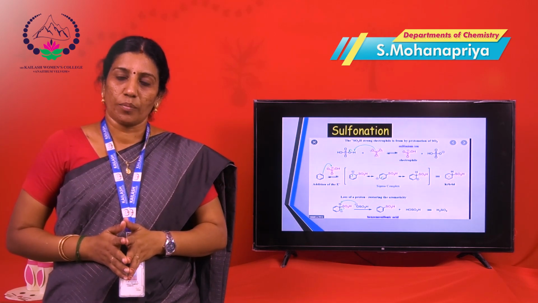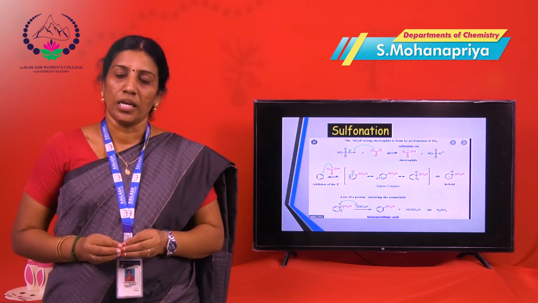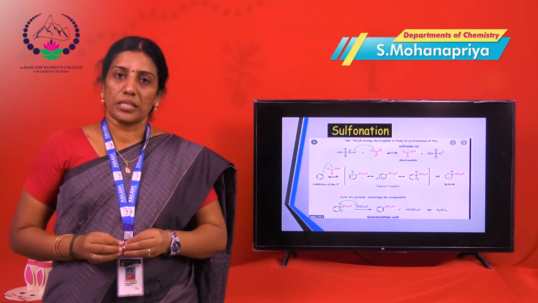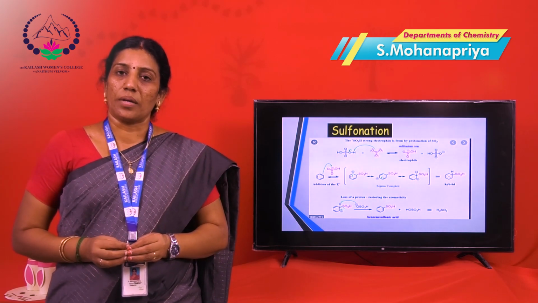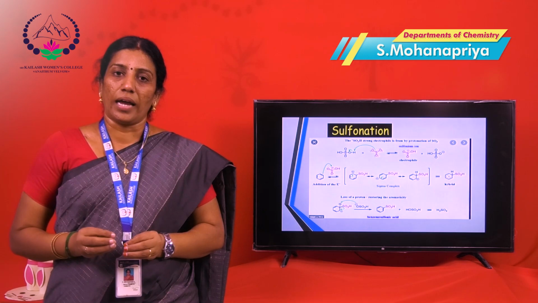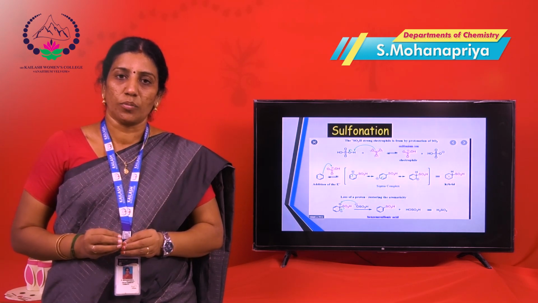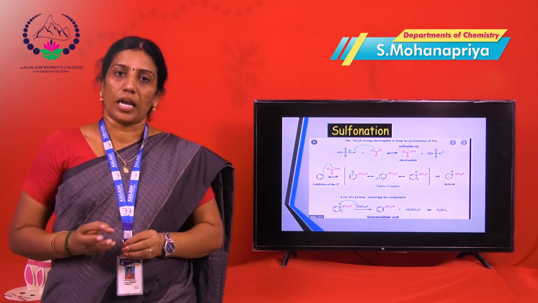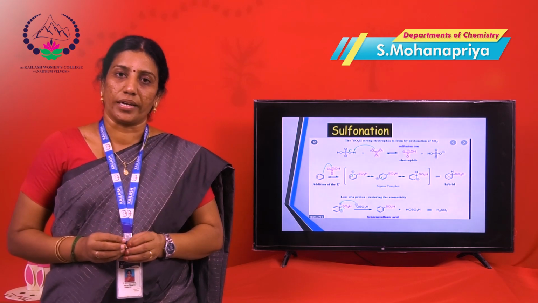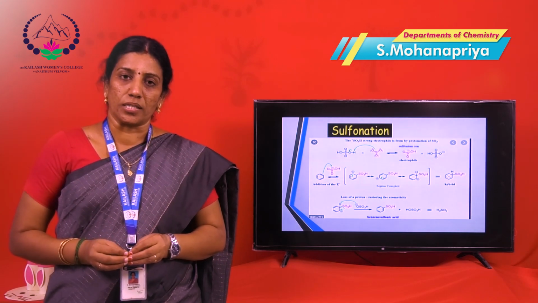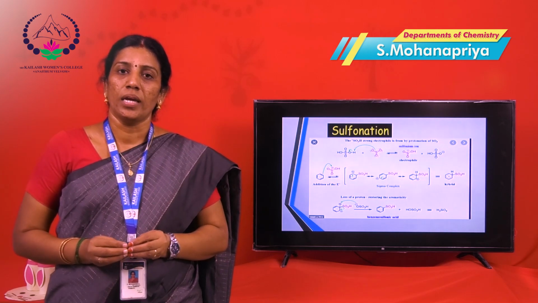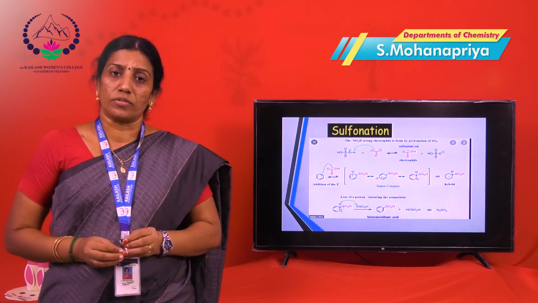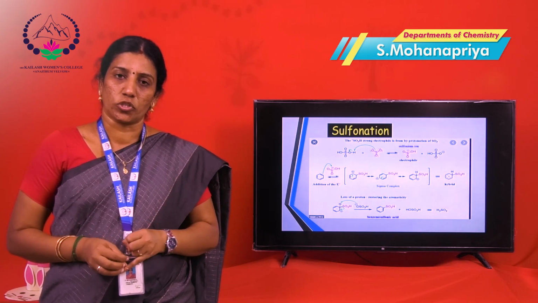The arenium ion loses its aromaticity in the second step. But in the third step, aromaticity is regained by deprotonation: a hydrogen atom is removed from the aromatic ring and the electrophile is attached to the benzene ring. We get nitrobenzene as the product of nitration. This is one of the electrophilic aromatic substitution reactions.